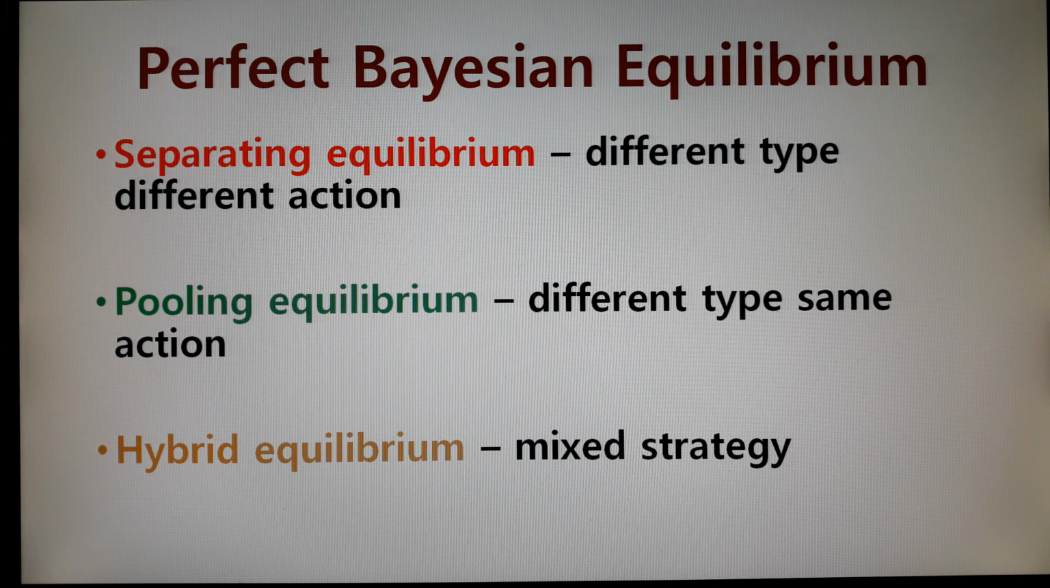The insane North Korea, they always fight with the U.S.A. The sane North Korea sometimes fights with the U.S.A., sometimes they don't. So they are kind of mixing and randomizing behavior. Okay? So those are the three groups of perfect Bayesian equilibrium.